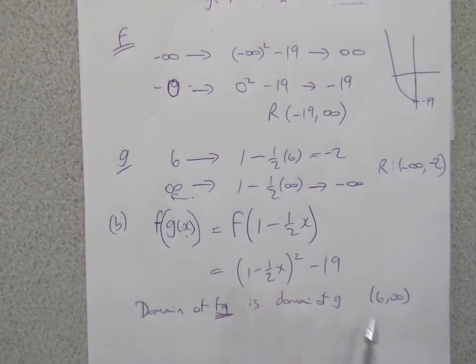Okay? Now to get the range of fg, what you're better off doing is putting the domain into this function fg. That's why I did fg of x first, right?